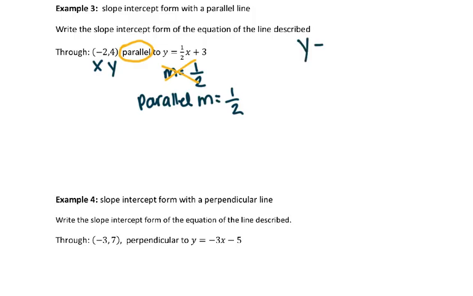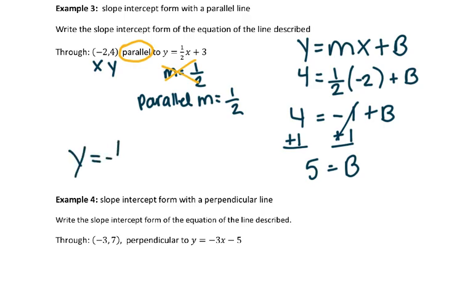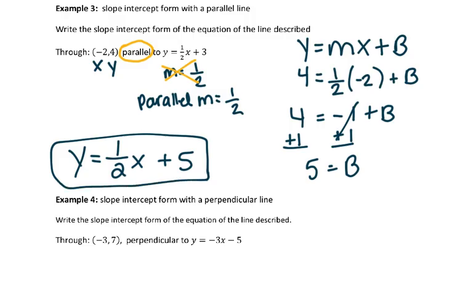Now because we're doing y equals mx plus b, we have to go ahead and actually find the b value first. So we have that y is 4, it equals 1/2 times negative 2 plus b. 4 equals negative 1 plus b. Add the 1 over to get 5 equals b. Now remember, we're writing the equation, so it's y equals 1/2 x plus 5. That's what I box.